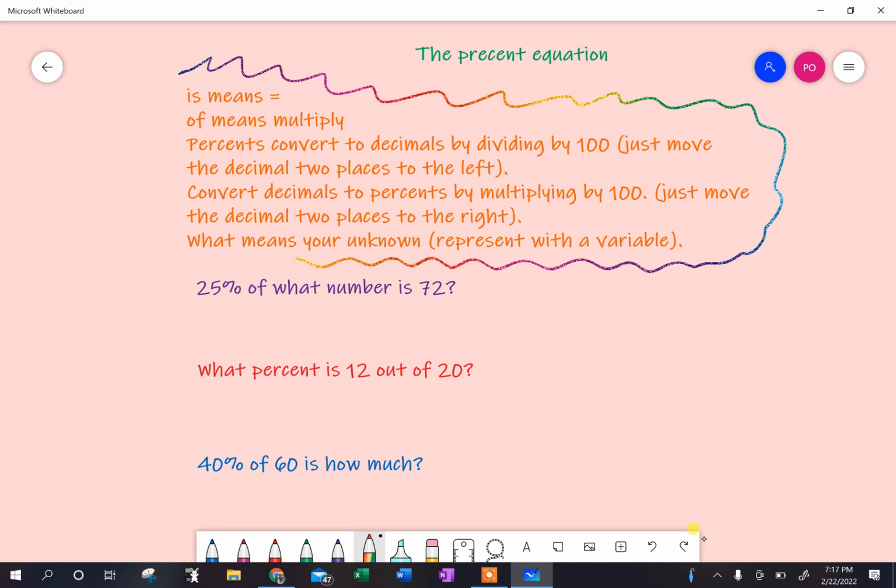And this is it. This is really everything you need to know. And once you know these things, this isn't that bad. Actually, in my opinion, it's even easier than the percent proportion. So the percent equation works like this.